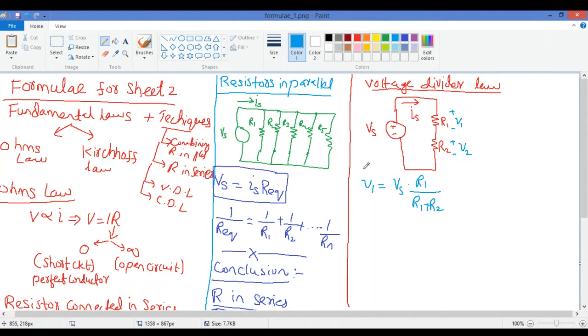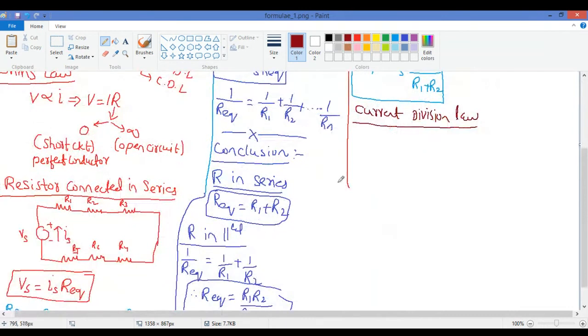This is the formula for the voltage divider law. What is the current division law? Let us see the current division law. Let me write the current divider circuit.